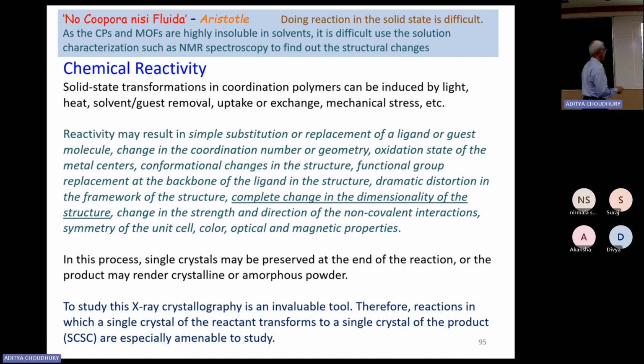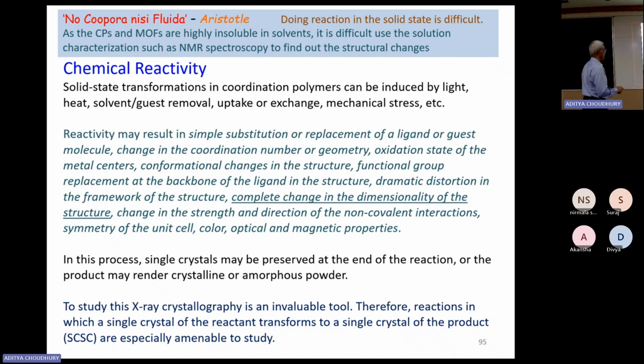And by the way, you can also change the color, optical, and magnetic properties by doing so. But what is the hindrance here is the maintenance of the single crystal. Because whenever you're dealing with coordination polymers, it's not like you can dissolve it back and determine through NMR, because if the arrangements or the connectivity change, you want to follow that after doing this kind of solid state reaction. So the best way is to have a single crystal. If you don't have a single crystal at the end of the reaction, then it's difficult to do.